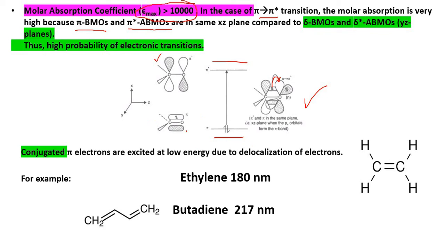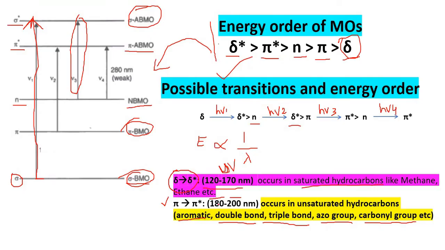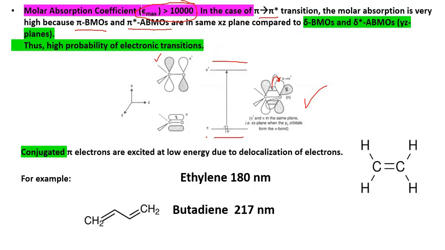So we discussed in the previous slide that the electronic absorption of light would be in this region, 180 to 200 nanometer, which is towards the visible region, but still it is a UV region. So how can we extend this? How can we observe a signal of pi to pi star in the UV region?